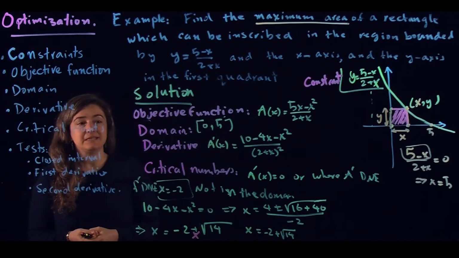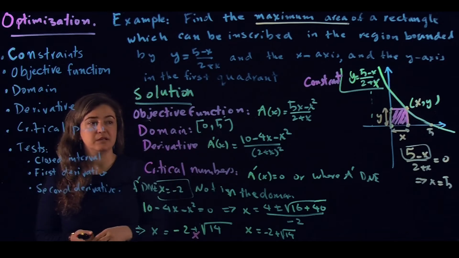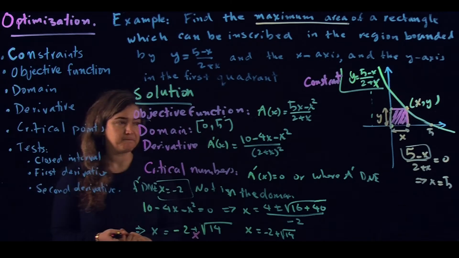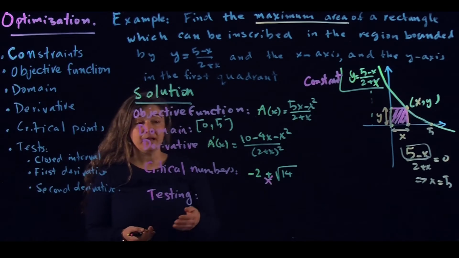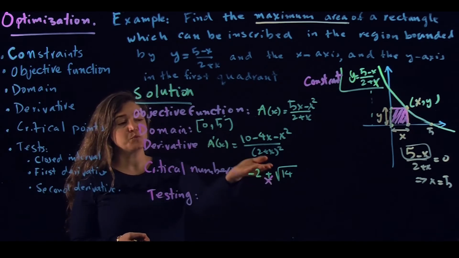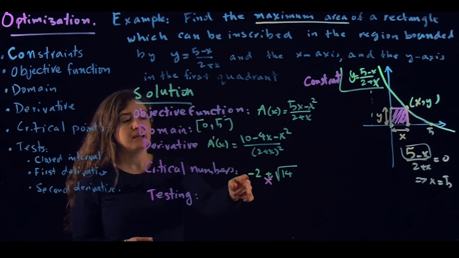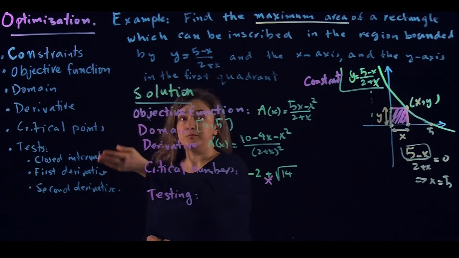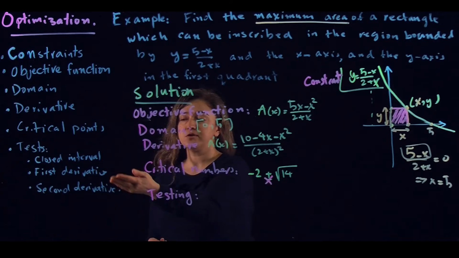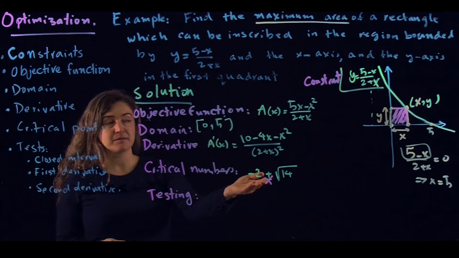The next step is testing. We're going to erase the board and do the testing and come back to it. So next step is testing. We found 2 critical numbers. One of them was within the domain. The other one was not. Let's try to use one of the methods, closed interval method, first derivative test or second derivative test, to figure out if this is the maximum.